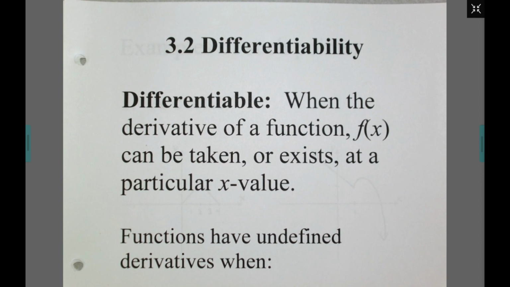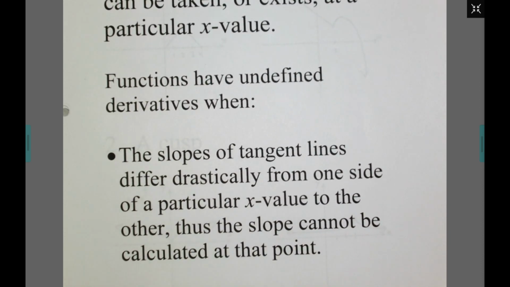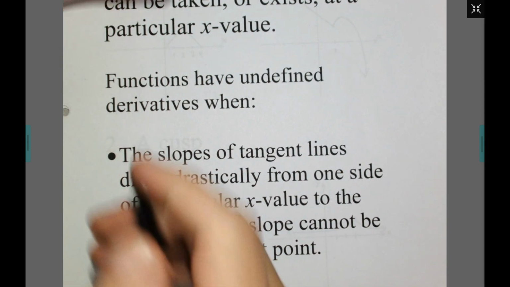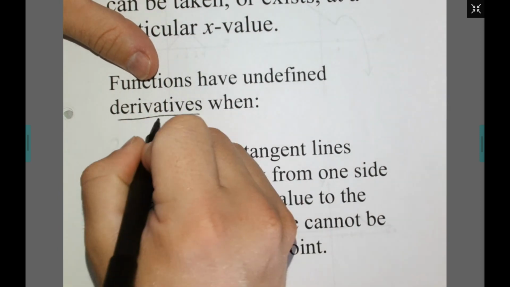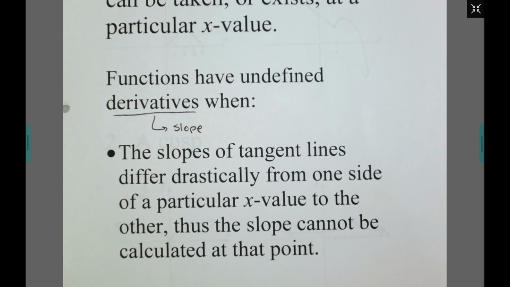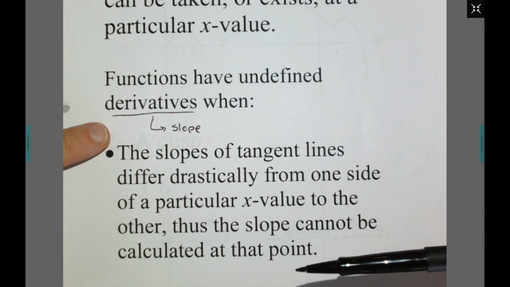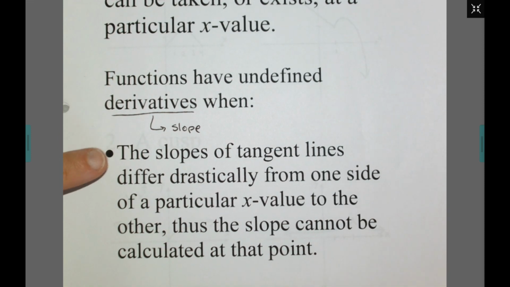There are some scenarios, though, where we cannot take the derivative. So functions are going to have undefined derivatives when the slopes of tangent lines differ drastically from one side of a particular x value to the other. Thus, the slope cannot be calculated at that given point. Remember, when we see the word derivatives, we are thinking slope. So most of these scenarios where we're not going to have a derivative, it's going to be where we have issues with the slope. So that first one, drastic change from left to right.